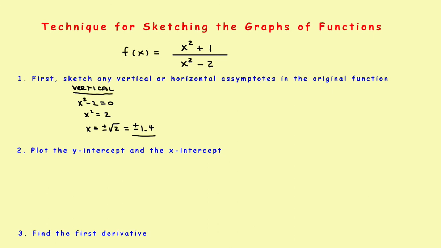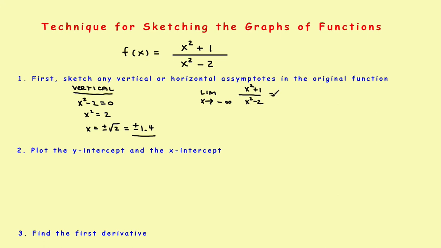horizontal asymptotes. Since it's a rational function, finding the horizontal asymptotes is like finding the limit as you go way off to the right or way off to the left. So in effect, you're finding the limit as x approaches negative infinity of this function right here. So we've got x squared plus 1 over x squared minus 2.